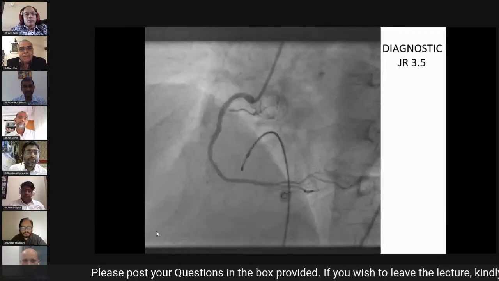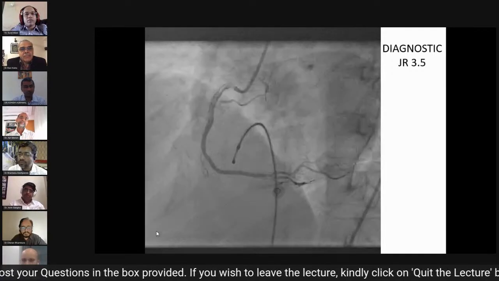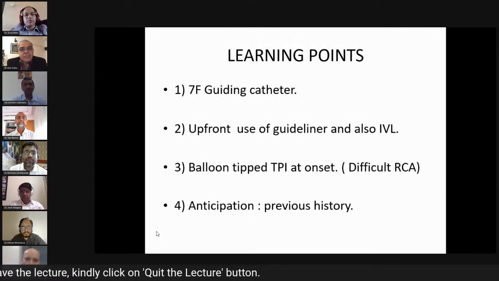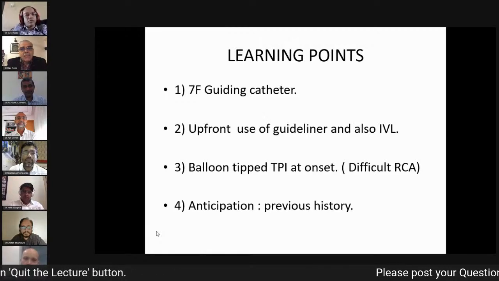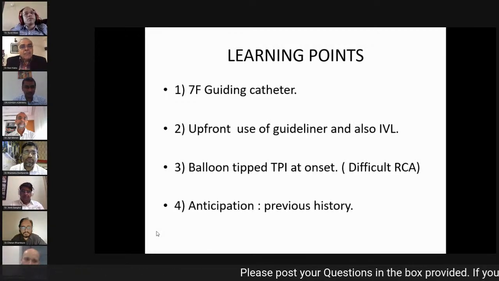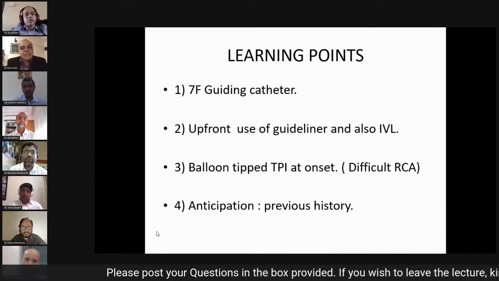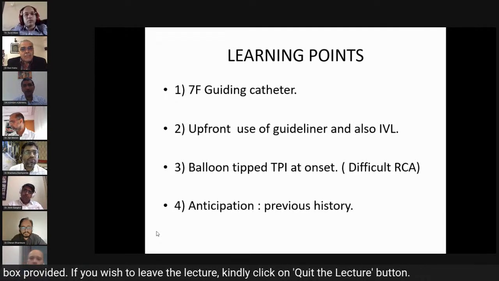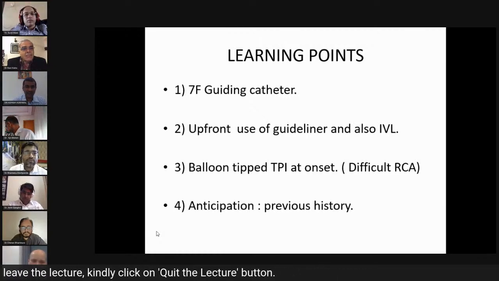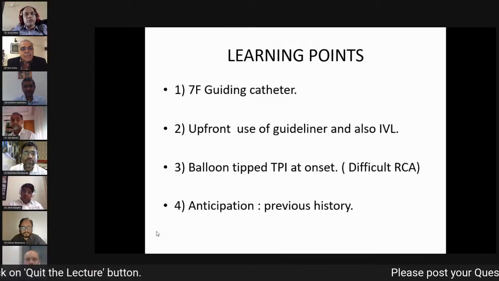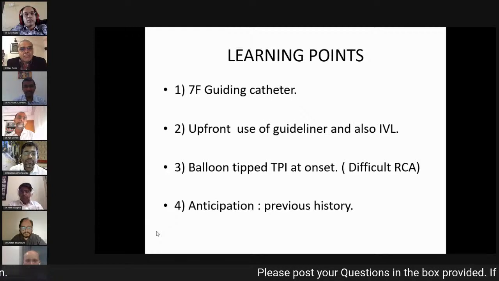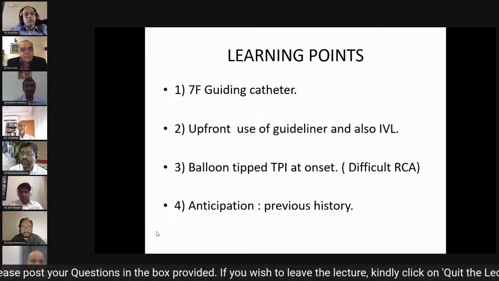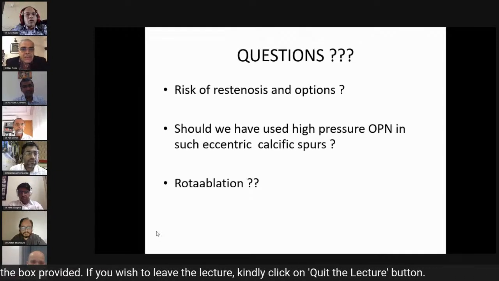Yes, sir. So here we accepted this result and stopped the procedure. We thought there are a lot of learning points from this case. We went in with a 6 French guiding. We thought probably 7 French would have given even better support. We probably would have used the GuideLiner a little upfront, when the initial balloon was not going with Guidezilla support. Probably that was the time when we would have immediately brought in the GuideLiner. And in hindsight, we think we probably would have put in the TPI initially, a balloon tube TPI, because it was a difficult RCA. We should have anticipated that problem. So again, yes, there is a risk of restenosis.